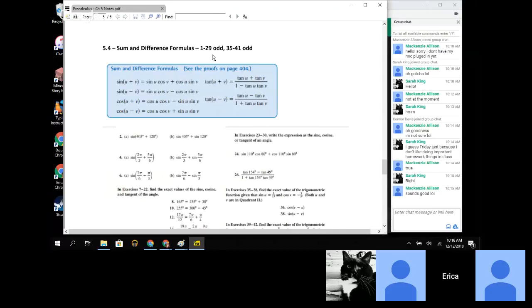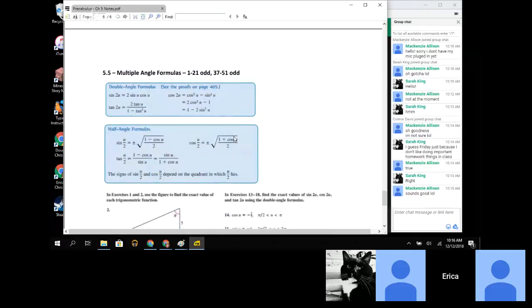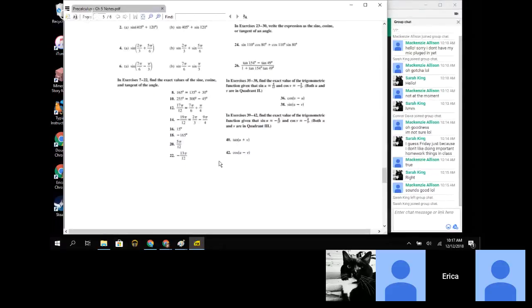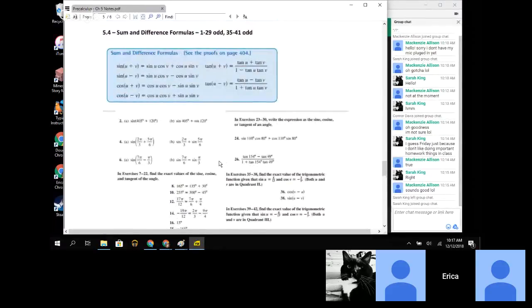Really what this section and the next section are about is just applying these formulas. For the quiz, I will give you this blue box for reference, and also these 2 blue boxes for reference. So it's really about knowing how to use the formulas, not necessarily memorizing them. Does that make sense? It's about understanding how to use them more than memorizing them.